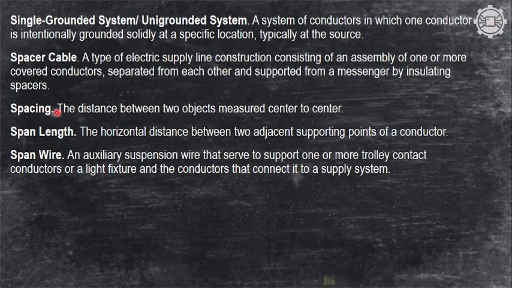Okay, next is span: the horizontal distance between two adjacent supporting points of a conductor. So between poles, that is the span length, its distance, between two poles or between two supports of a conductor. Span wire: an auxiliary suspension wire that serves to support one or more trolley contact conductors or allied fixtures and conductors that are connected to a supply system. So the purpose of a span wire is to support conductors or lighting fixtures.